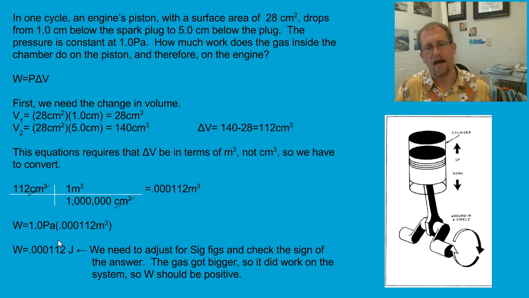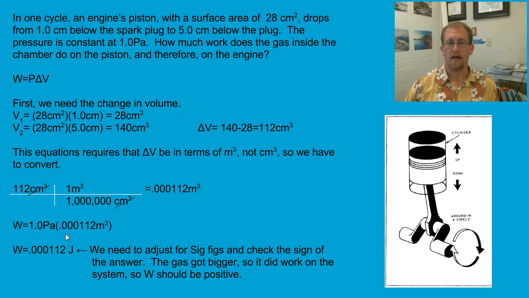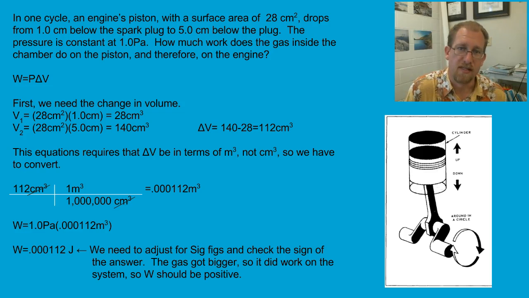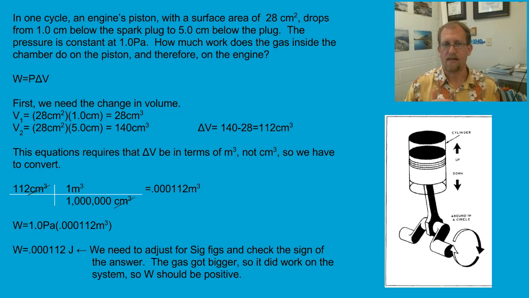Here, I have again the example of a piston and a cylinder in an engine. Okay, in one cycle, an engine's piston with a surface area of 28 square centimeters drops from 1 centimeter below the spark plug to 5 centimeters below the plug. So it's only 1 centimeter below the plug, then the explosion happens and it gets driven down to 5 centimeters below the plug. Okay, we're going to assume, for ease of use in this example, that the pressure is kept constant at 1 Pascal. So 1 Pascal the whole time.